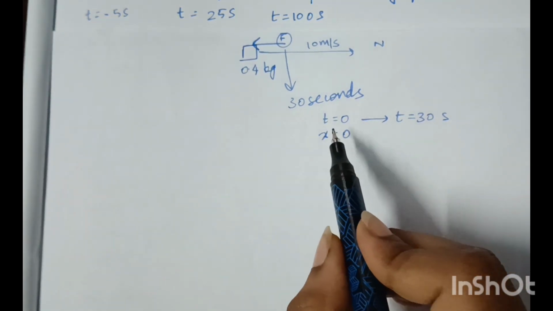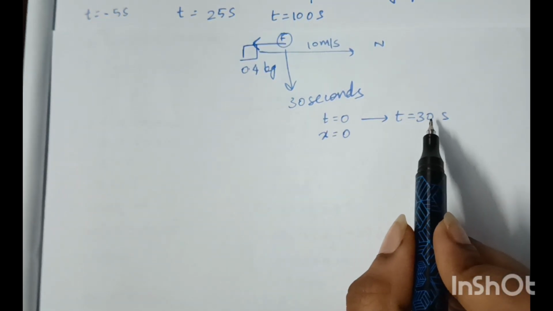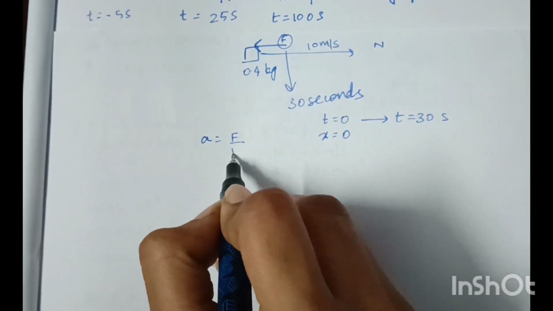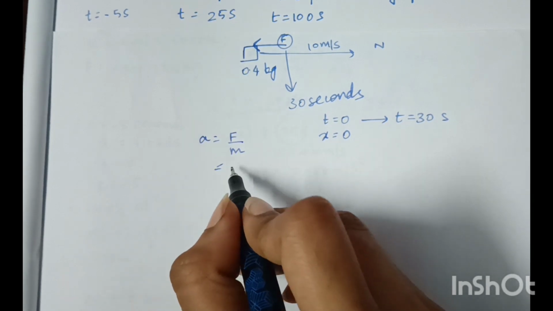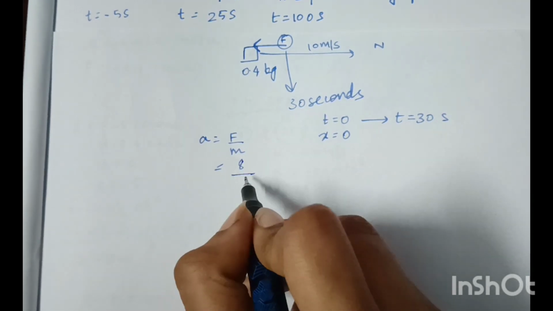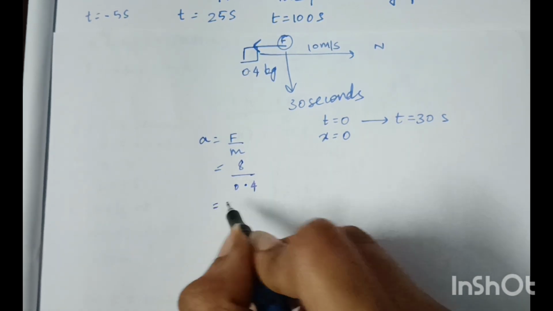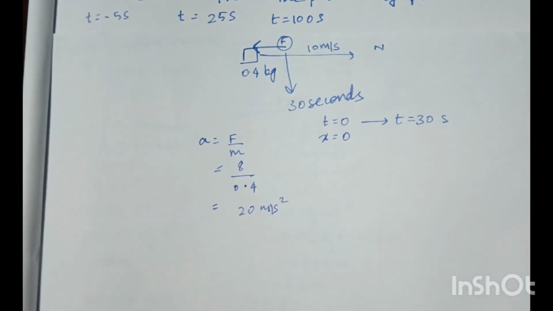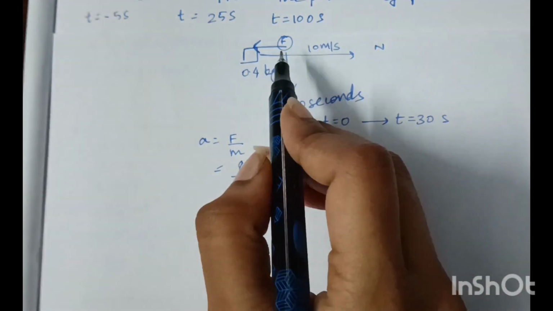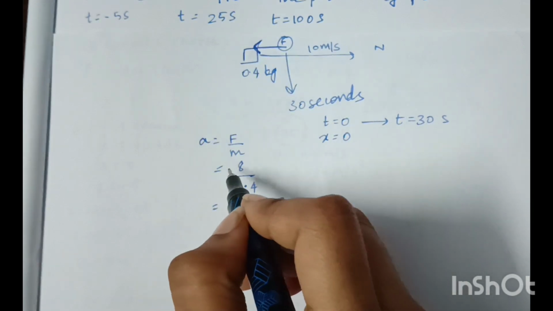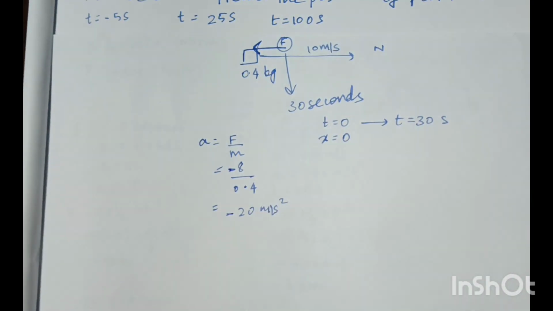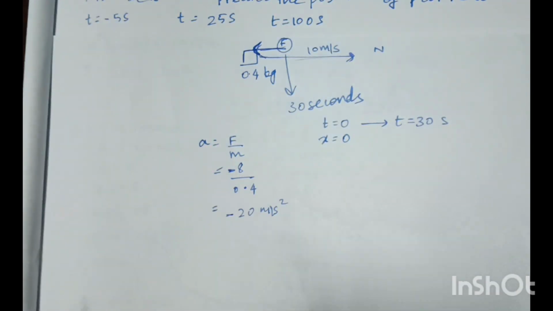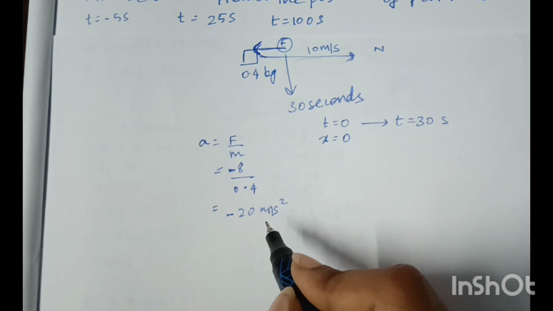Now please try to understand this. We are applying force only from t equals 0 to t equals 30 seconds. We know acceleration is equal to force by mass. Force is 8 Newton, mass is 0.4 kilogram, that is nothing but 20 meter per second square. This is the acceleration. And we are applying it in the opposite direction, so let me take it as minus 8 Newton, so it is minus 20 meter per second square. Velocity is in this direction and force is in this direction, so I am taking it as minus.